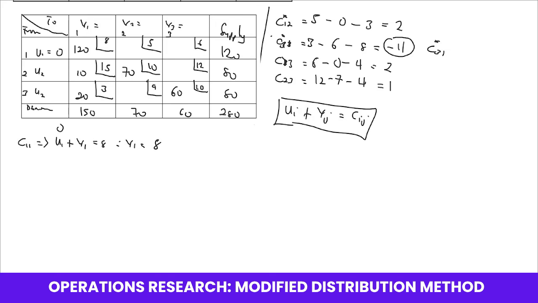So we move to the next allocated cell, that's C21. So U2 plus V1 will be equal to 15. Therefore, we know that our V1 is 8. So let's clean it and write it.